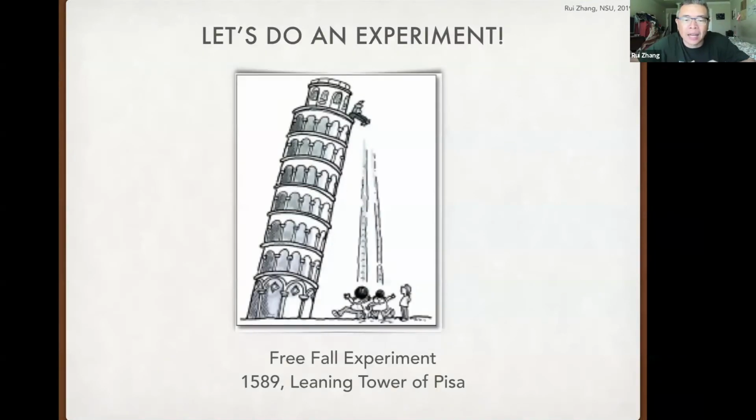So the story said that he climbed all the way up to the top of the Leaning Tower of Pisa. And at the top of it, he had two balls with him, with exactly the same size. One of them is 10 times heavier than the other. And then he dropped them by himself at the same time. A lot of people were actually observing it together. They all saw that these two balls hit the ground at the same time. So that was pretty amazing.